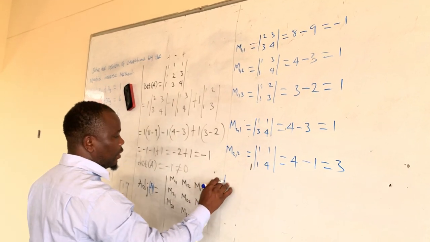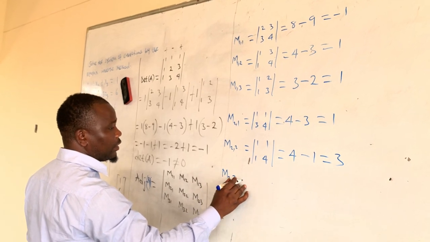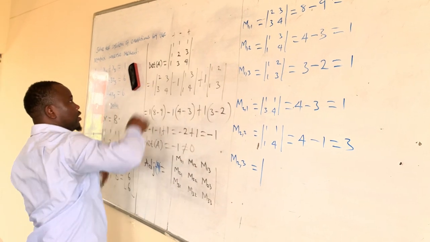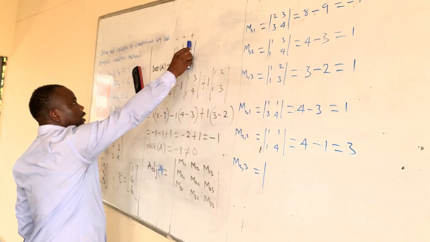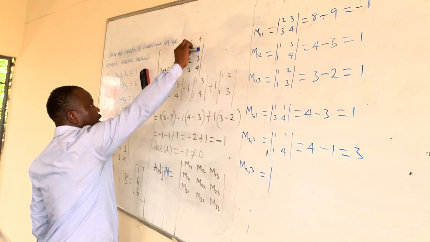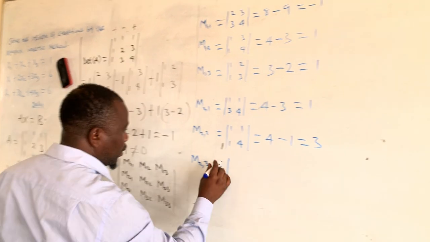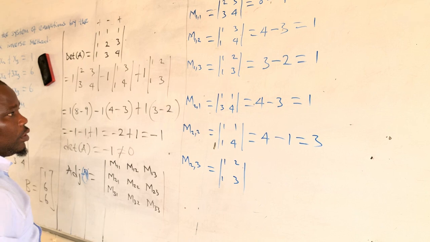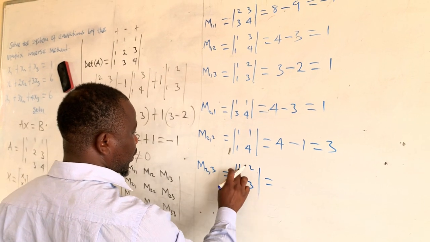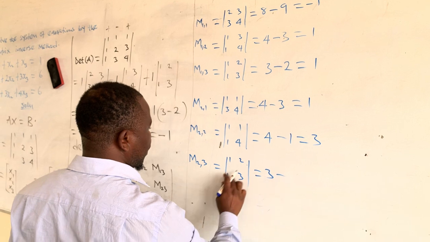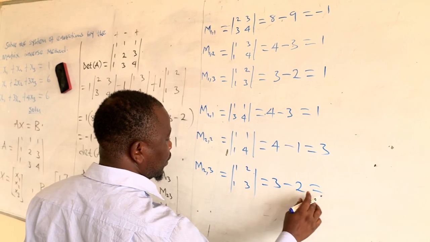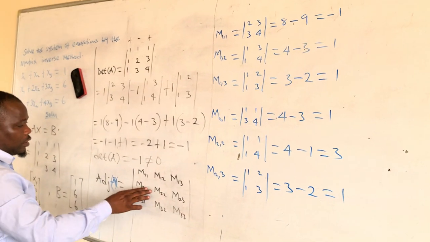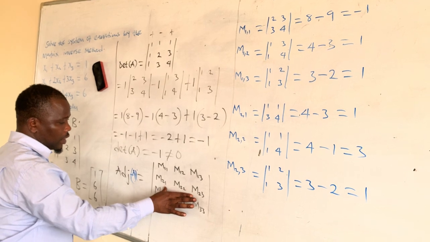M2,3 is equal to, yes, it means this is it. It will affect this column, then it will cover this column. We are saying 1, 2, 1, 3. Are you following? Okay, so now this is equal to 3 times 1, which is 3, minus 1 times 2, which is 2. 3 minus 2 will give you plus 1. Okay, we are done with this first row, the second row.